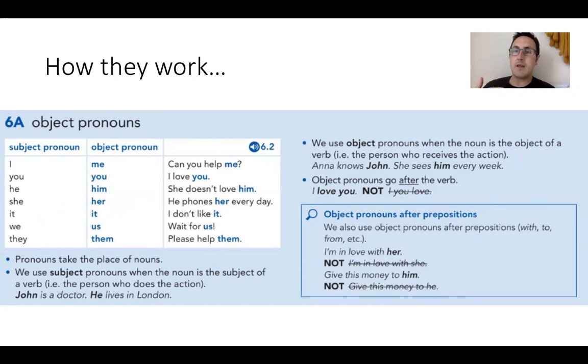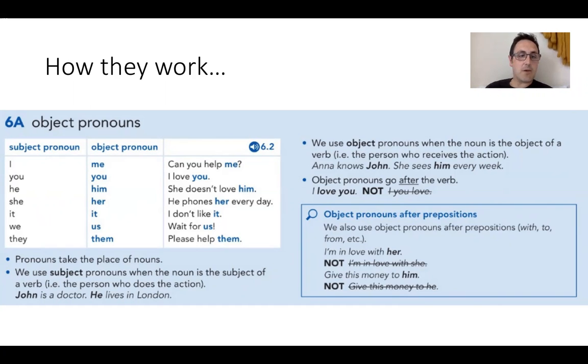Nouns being a person, a place, or a thing. So, for example, John loves football. He, because John is the person, loves football. He loves it. Football is the it. So you use the pronouns to replace the nouns, and I'll show you a little bit more about that.